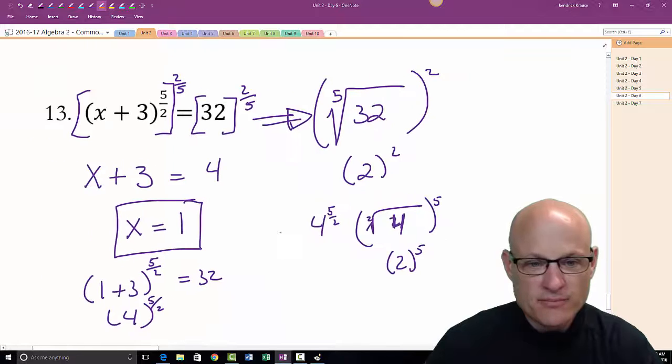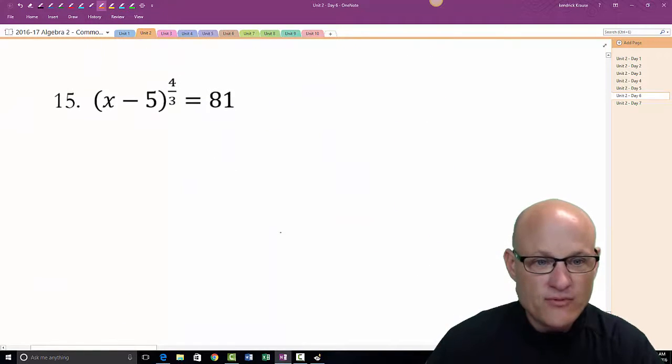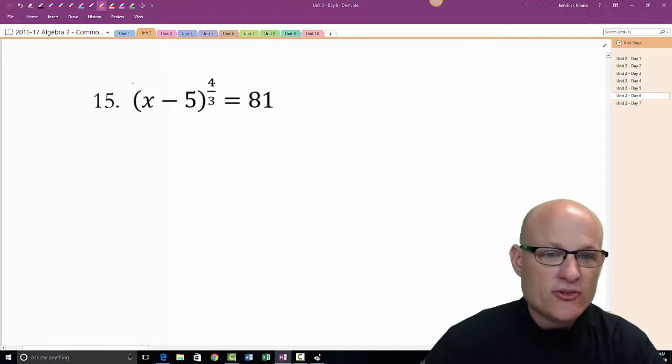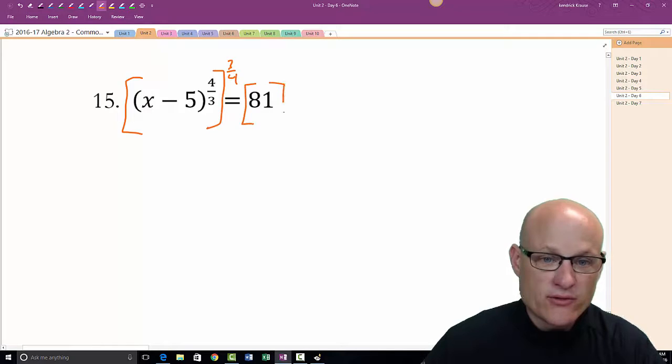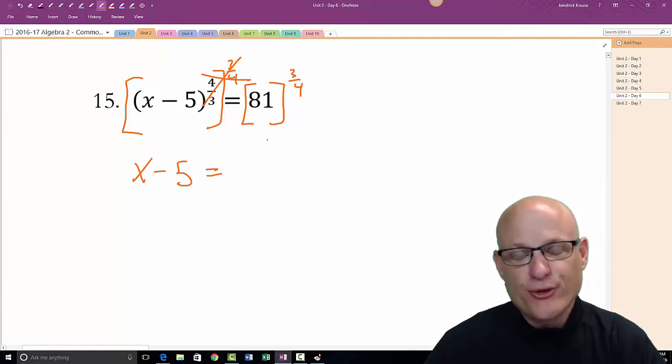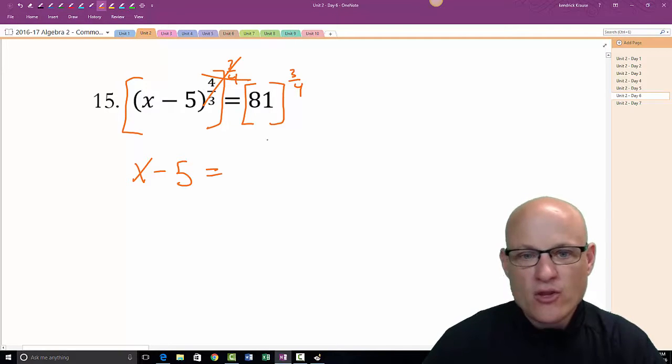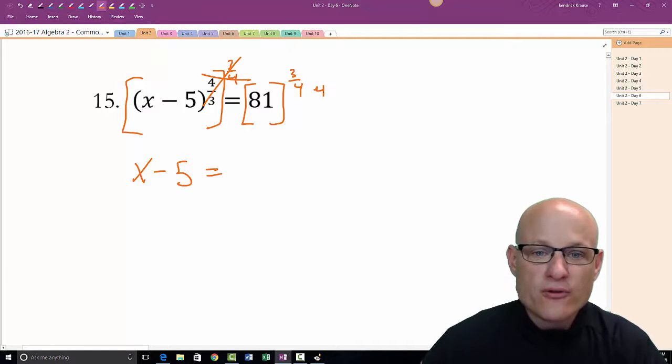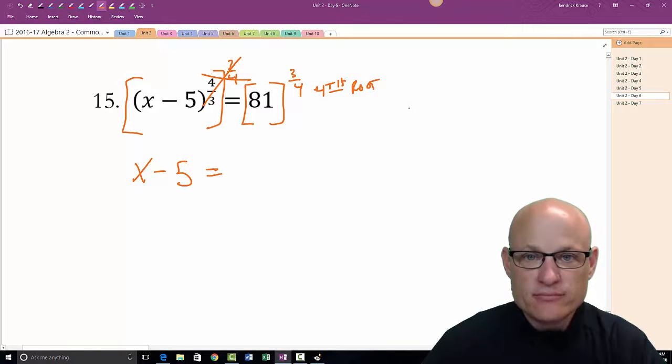All right, I got 2 problems left, kids. 15 and 16. All right, so 4/3 power. We're going to raise this to the 3/4. We're going to raise this to the 3/4. Over here, I get x minus 5, because these cancel, equals. Now, let's see. It's either got to be 2, 3, or 4. What do you suppose the 4th root of 81 is? Of course, it's 3. And 3 cubed is 27.